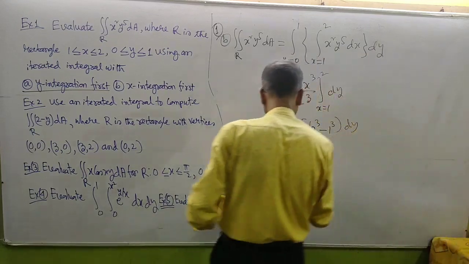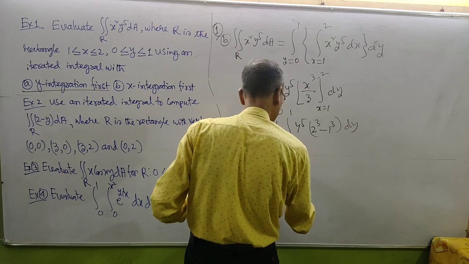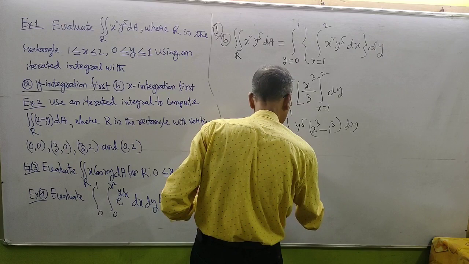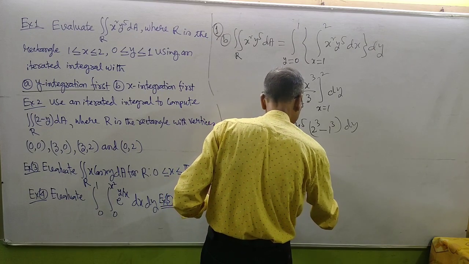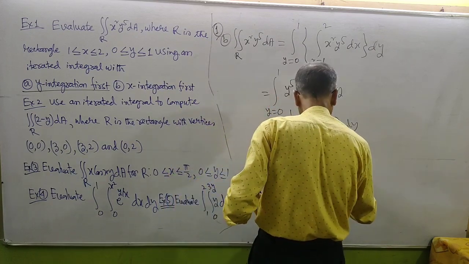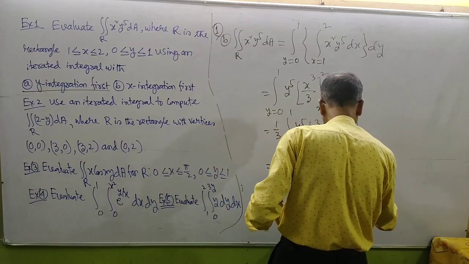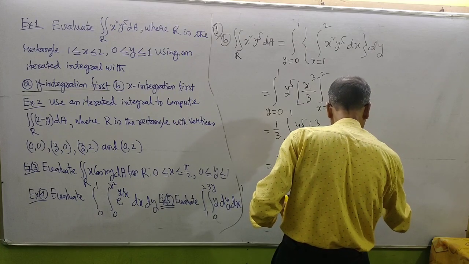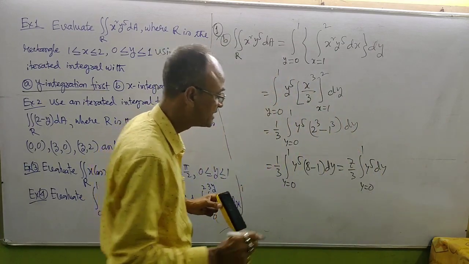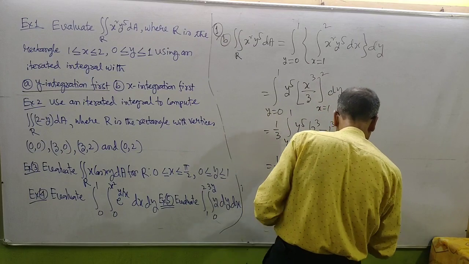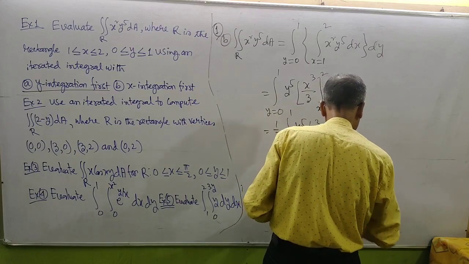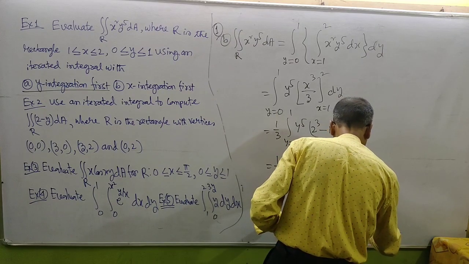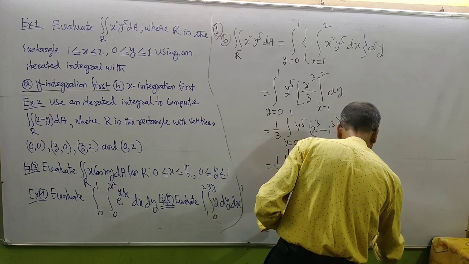This is equal to 1 by 3 integral y equal to 0 to 1 of y to the power 5 times 8 minus 1 dy, equal to 7. This is equal to 7 by 3 integral y equal to 0 to 1 of y to the power 5 dy. This is equal to 7 by 3 times y to the power 6 by 6, from 0 to 1.